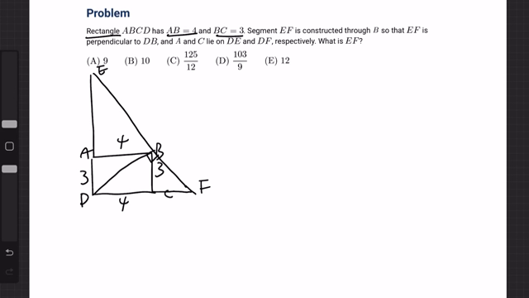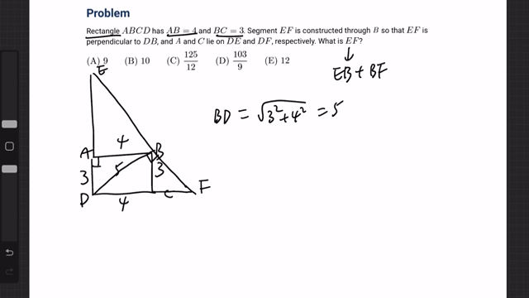The question is asking for the length of EF, which is EB plus BF. As you can see, we have a right triangle ADB here with one side of 3 and another side of 4. By the Pythagorean theorem, we get BD equals the square root of 3 squared plus 4 squared, which equals 5.